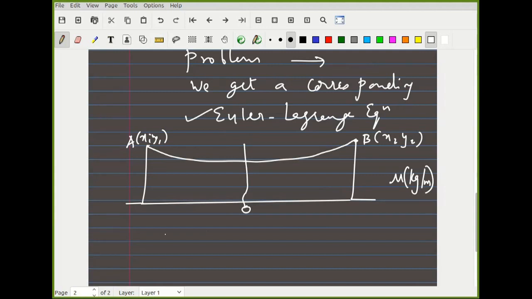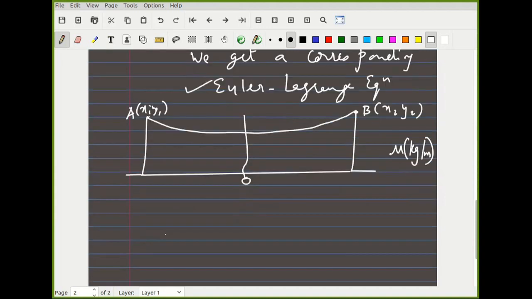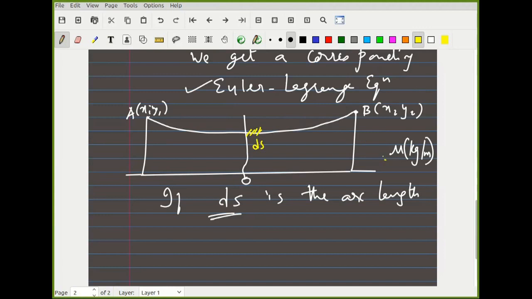Now, so if ds is the arc length here, let's say any infinitesimal arc length is ds, and then because I said that this idealized one-dimensional cable has density mu kg per meter, the total mass is mu ds for this arc, this small cable element.